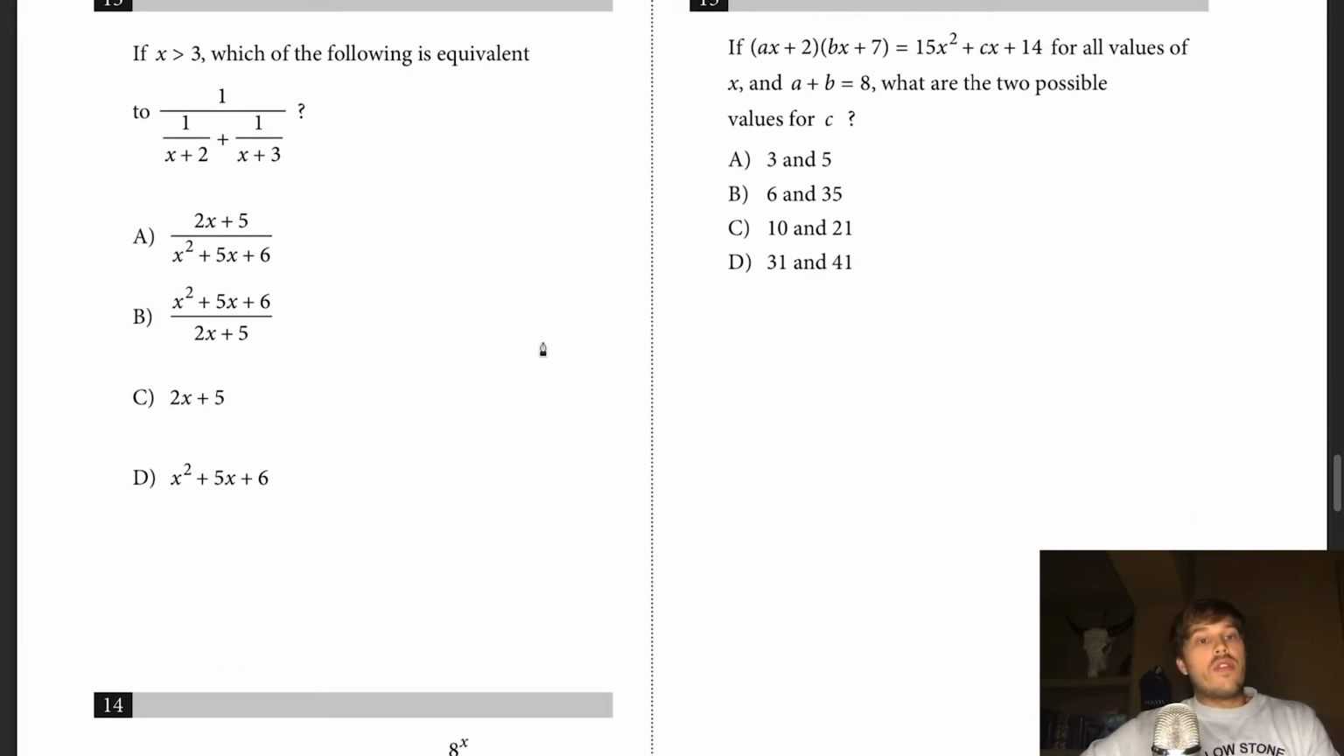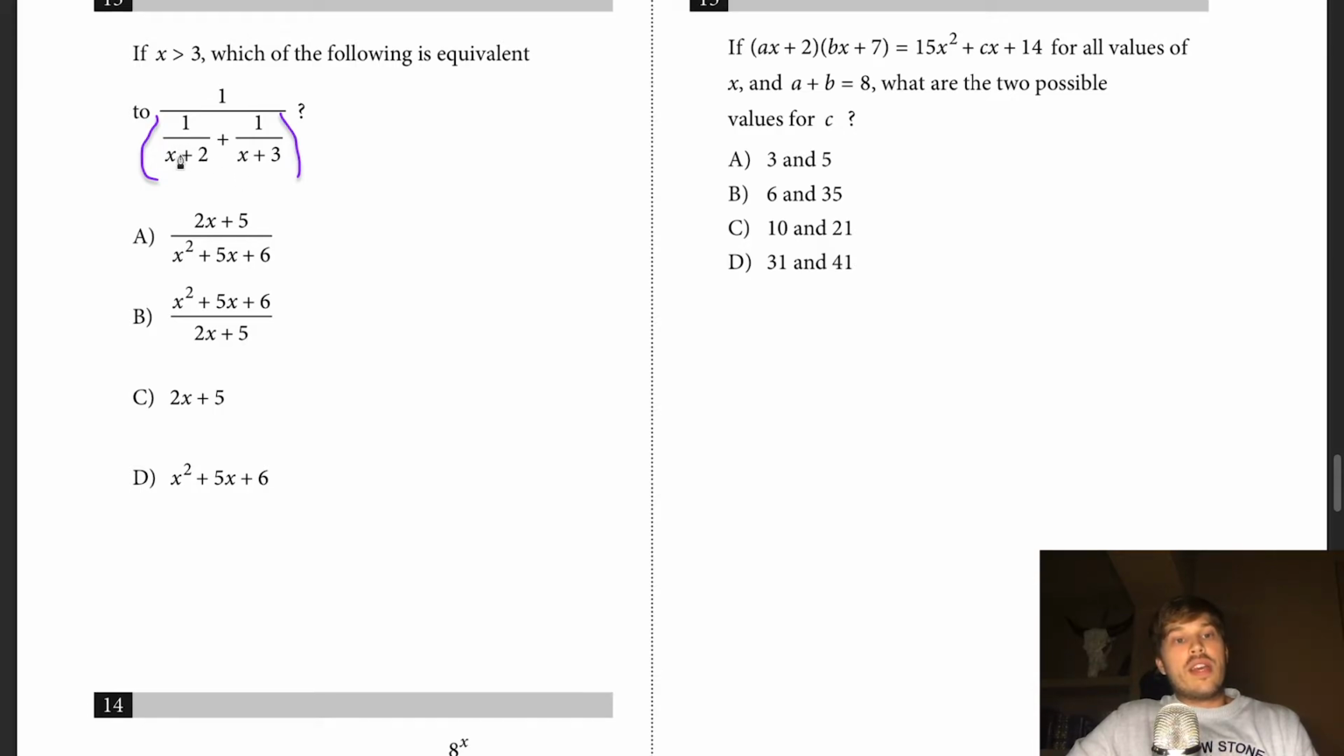What's number 13? If x is greater than 3, which of the following is equivalent? Okay, they need to put this little caveat here because you can never divide by 0. So that's why that caveat's there. So we simply need to turn this long, ugly thing into a simpler, ugly thing. So for this problem, we're focusing on the denominator of the major fraction. And we need to combine this to a single term. So how do we do that?